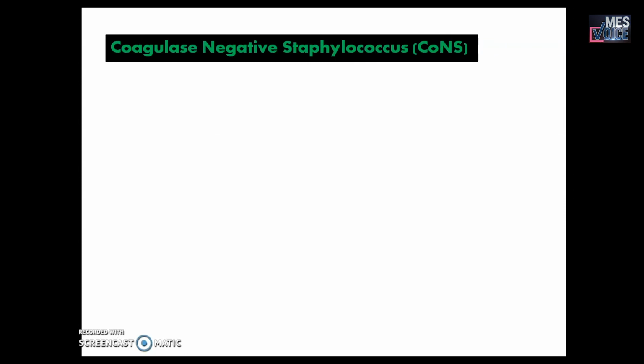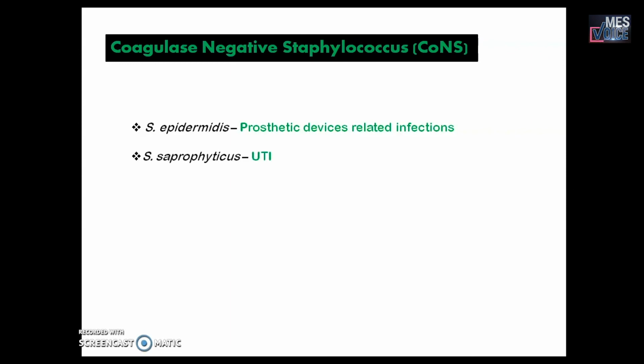Now we'll discuss coagulase negative Staphylococcus or CoNS. CoNS includes Staphylococcus epidermidis, which causes prosthetic device related infections. Staphylococcus saprophyticus, which causes UTI, that is urinary tract infections. And Staphylococcus lugdunensis, which causes endocarditis and osteomyelitis.